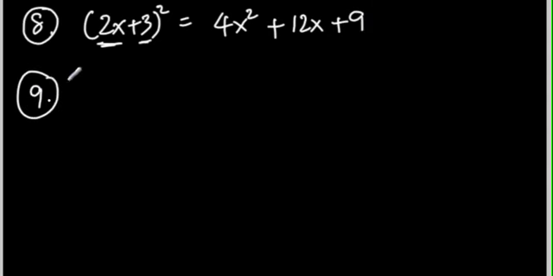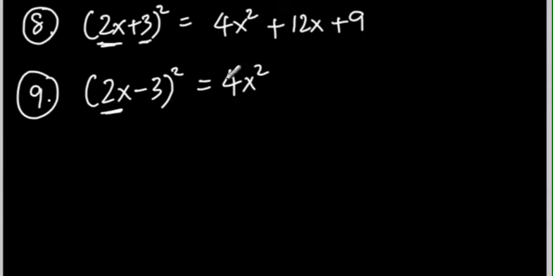Let's do number 9, which is basically the same thing, except now with the minus sign in between, right? So once again, we square this. What do we get? We get 4x squared, because 2x times 2x is 4x squared. The middle term is 2 times 2x times negative 3, right? So 2 times 2x is 4x, and 4x times negative 3 is negative 12x. And finally, the last term, to square the negative 3, we get plus 9, and that's our solution.